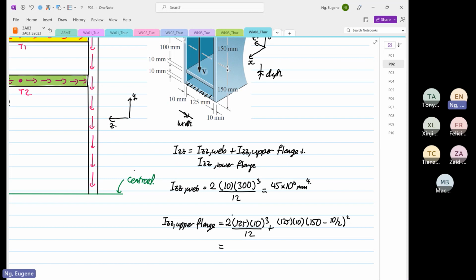I got this wrong. I should have a big bracket on the outside. Apologize. Okay, let me do it again. 150 minus 10 divided by 2 squared times 125 times 10 plus by 125 times 10 power 3 divided by 12 and times 2. So it's 52.583 times 10 to the power 6 millimeter 4.